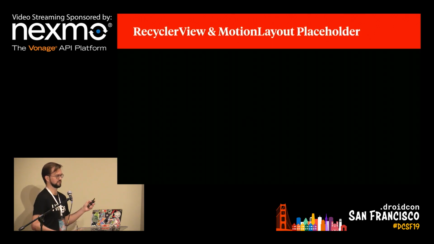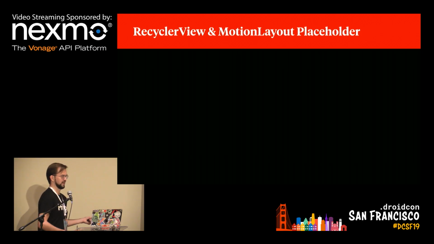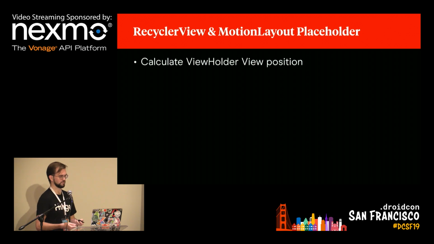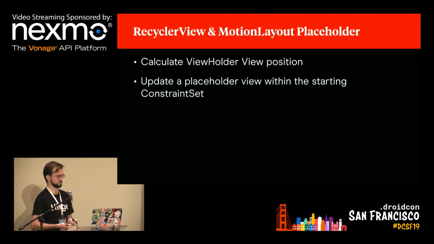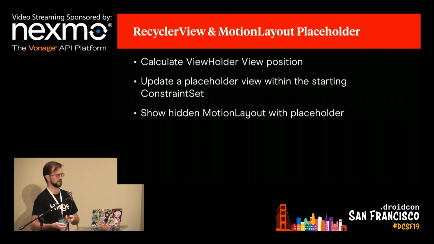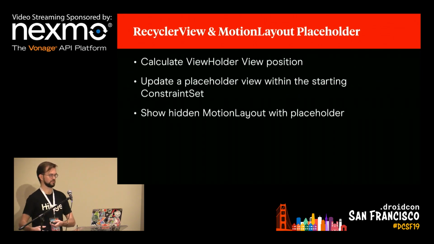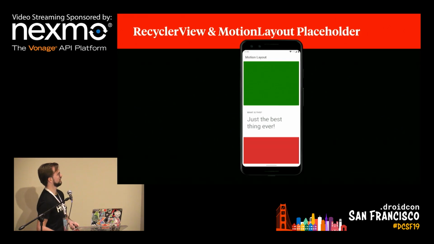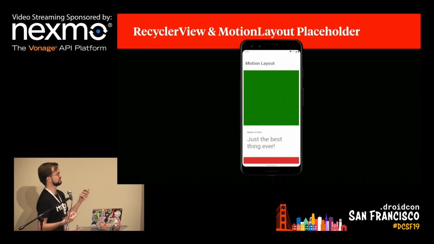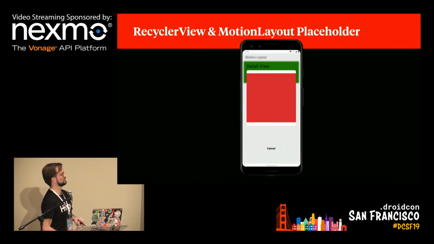Next up is RecyclerView and MotionLayout placeholder. So in the previous thing, I was doing programmatic stuff in order to change constraint sets. There's no reason that you can't do that with view holders and the view positions. So calculate their position and size and whatever. Update the placeholder view within a starting constraint set. And then I show the hidden MotionLayout that has the placeholder. And this is what it looks like. This was one of my prototypes when I was first building this. And you can tap things. They jump out into a placeholder inside of a MotionLayout that is hidden on top of the RecyclerView. And it looks nice and smooth.